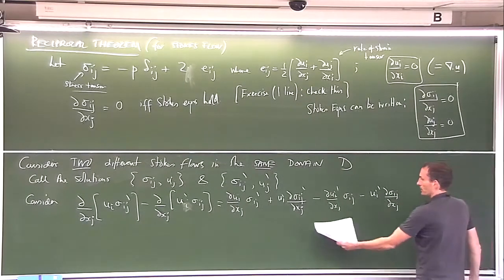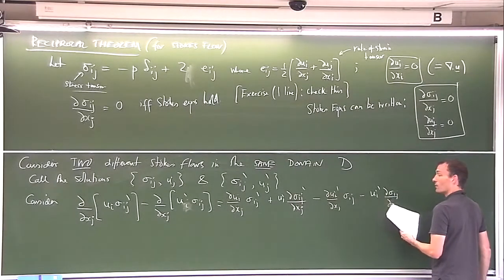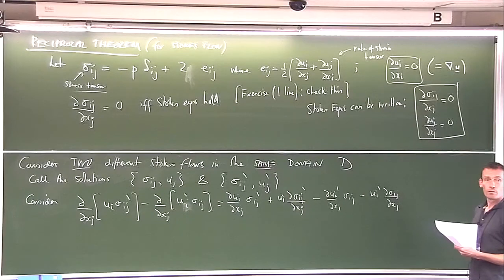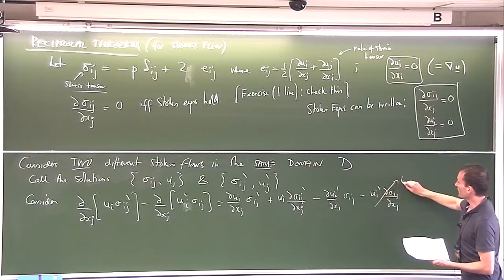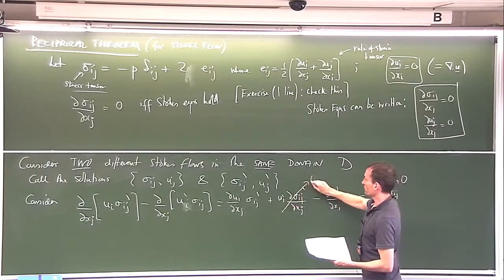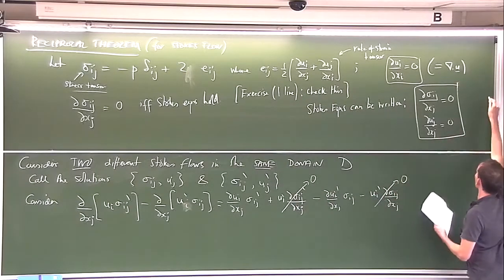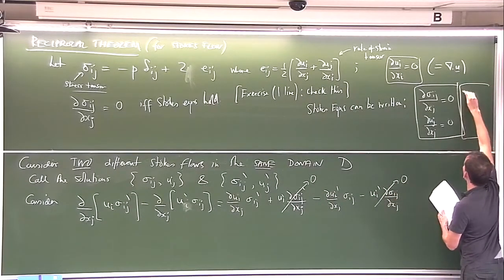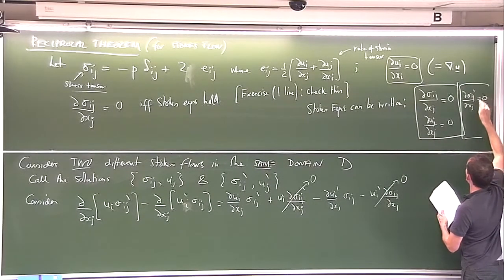What do you notice about these? This one and this one. Well, they're 0 because these are solutions to the Stokes equations. So that one's 0 and that one's 0 because of this. Remember, let me just emphasize, this is true with primes as well because there are two solutions.